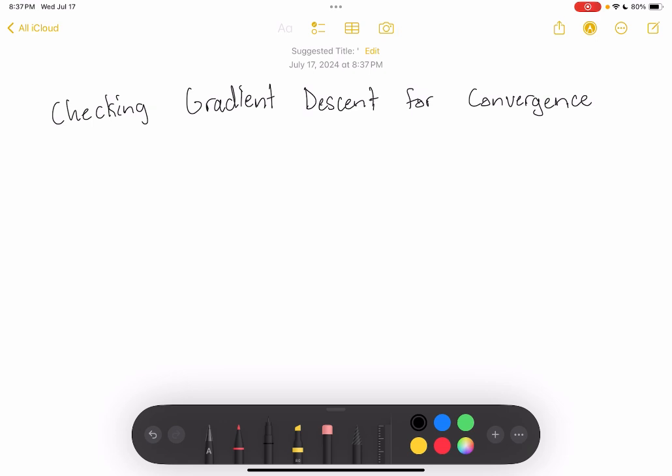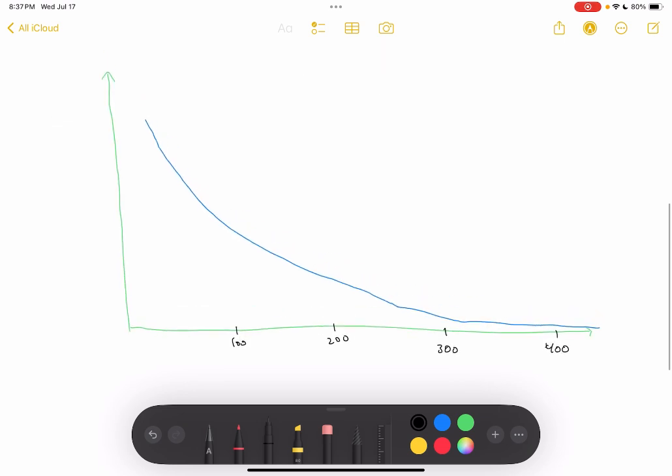So at this point, you may be wondering, how do we know when gradient descent has converged? Well, in this video, we're going to discuss that. This is a type of curve you're going to come across a lot in machine learning, and it's called the learning curve.